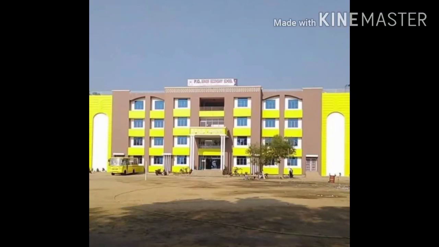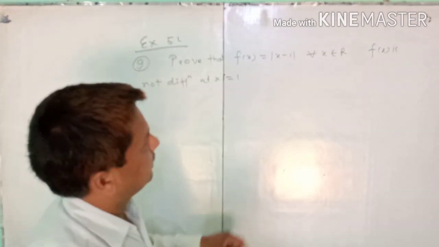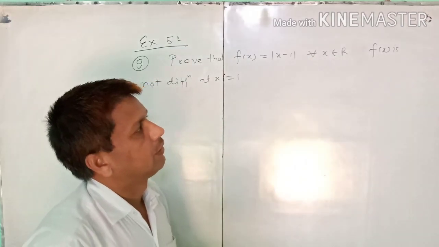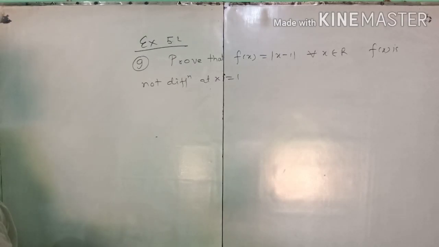Good morning, students. Today I want to solve this exercise. This is question 5. Prove that f(x) = |x - 1| for all x ∈ R. f(x) is not differentiable at x = 1.